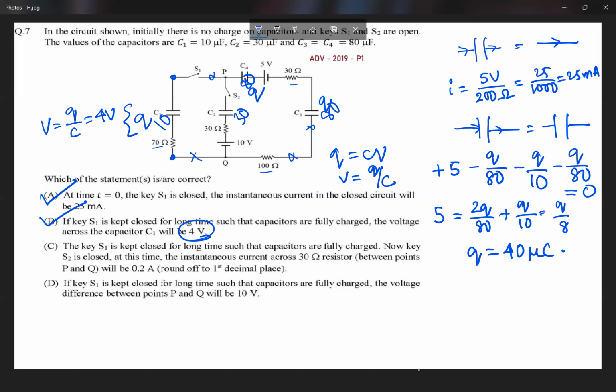Yes. The key S1 is kept closed for a long time so that the capacitors are fully charged. Now key S2 is closed. At this time, the instantaneous current across the 30 ohm resistor. See, when you close the key S2, once again, all the capacitors in this circuit are going to behave like closed circuits. However, initially these capacitors have a certain amount of charge stored in them. So not only will they allow the current to flow through them, they will also behave like a battery.